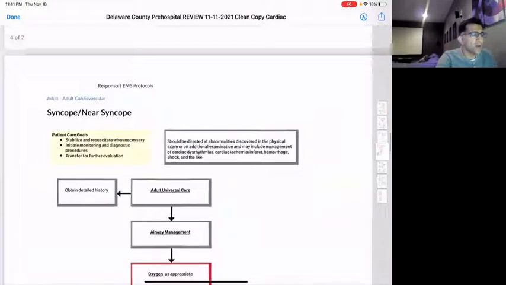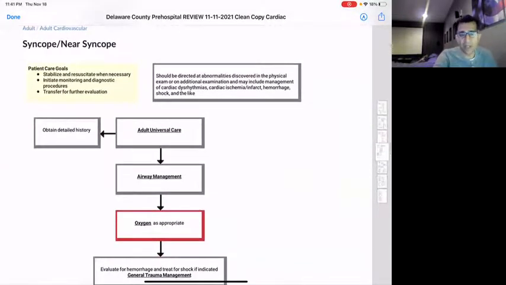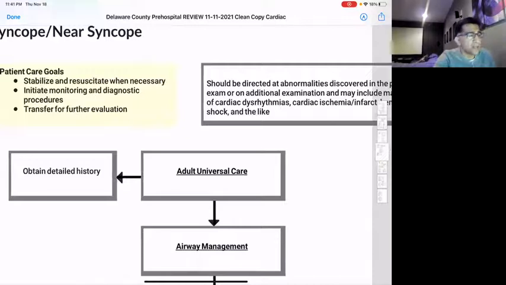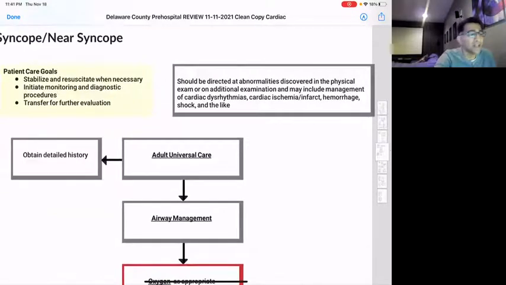And I want to take you now to another area. We're going to talk about near syncope or syncope. So these are kind of the backbone of our cardiac area that we see a lot of patients in. So starting with the near syncope, again, we're going to stabilize, resuscitate these patients as needed, initiate monitoring as needed, and of course, transfer for further evaluation for a lot of these high-risk patients. And a lot of them are truly high risk.